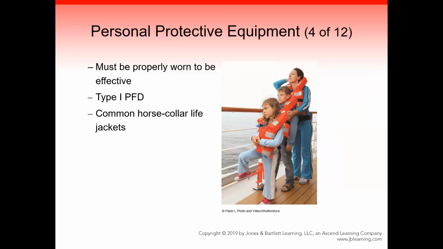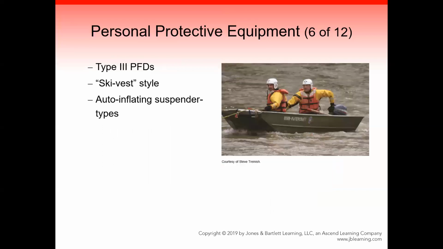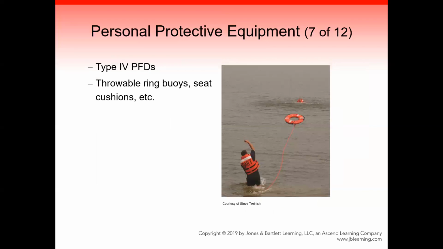The different levels are type 1, which is your horse collar life jacket. You can see a good example here in the PowerPoint. Type 2 is a smaller version of the type 1. Now, type 3 is going to be your ski vest, almost like the vest that you see in your sporting good stores or that you wear fishing. They also include the auto-inflating suspenders too. Now, type 4 is a throwable ring buoy or a seat cushion. The picture here on the PowerPoint shows a good picture of a throwable ring.